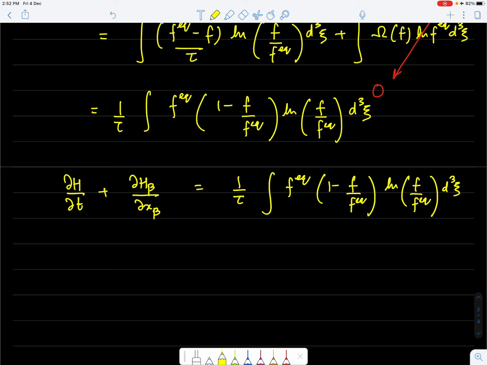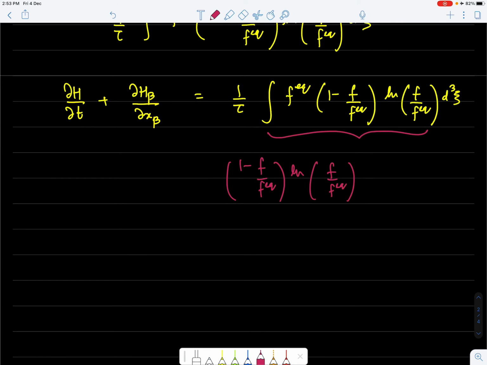Now this is the reason we did this, was to prove something on the right hand side actually. So if I look at this function, especially (1 minus f by f equilibrium) into log of f by f equilibrium, so say f by f equilibrium is some dummy variable x. So what we have is, rather, (1 minus x) into log x is some function y.